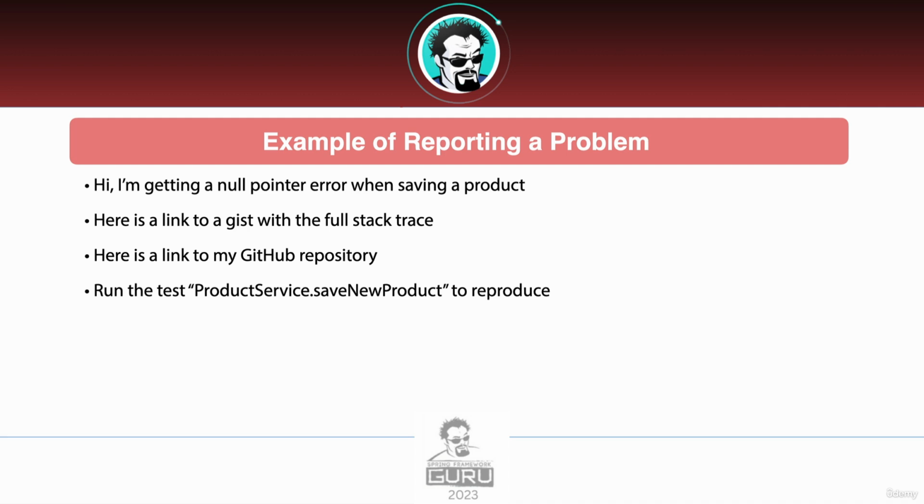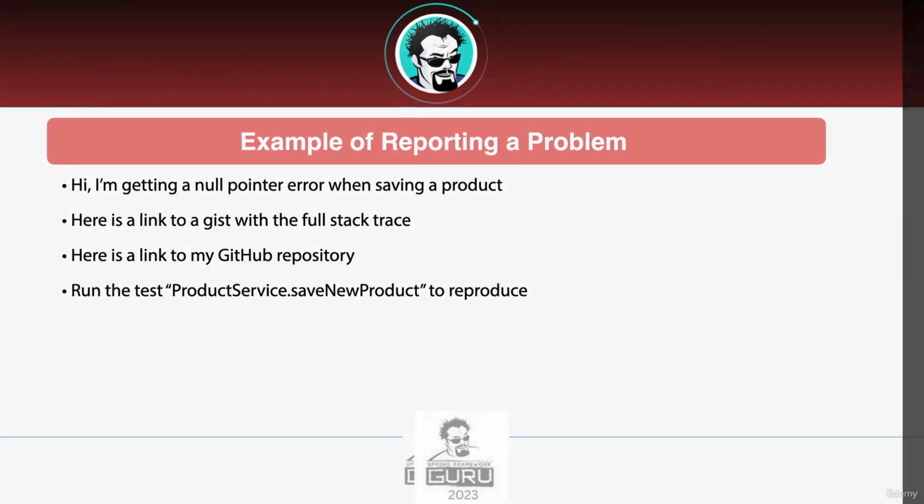If you go into the source code and run the test product service save new product to reproduce it, you'll see the issue." So this gives the person reading your report not only a copy of your source code, but also directions on how to reproduce it. That way a more experienced person who's trying to help can dive in, take a look at the problem, run it, and hopefully provide you a result or a correction to your problem.